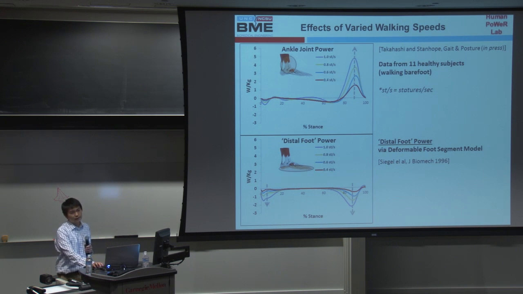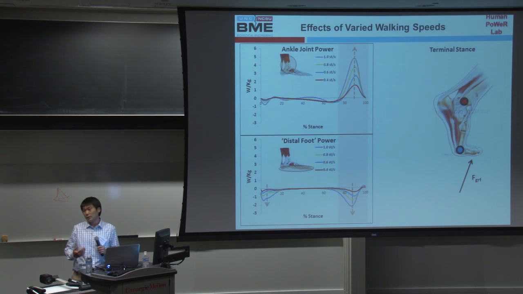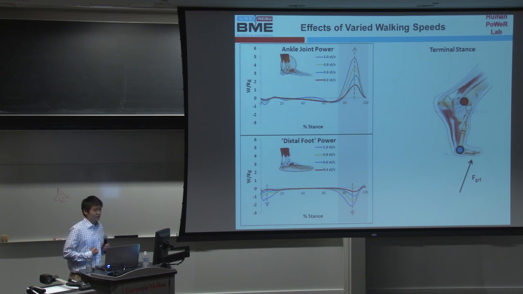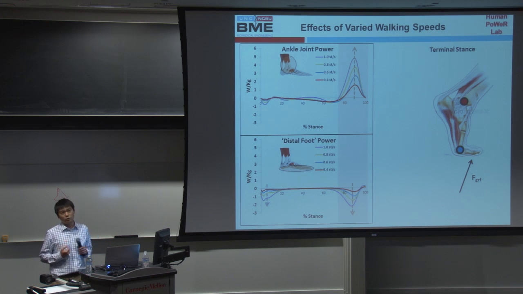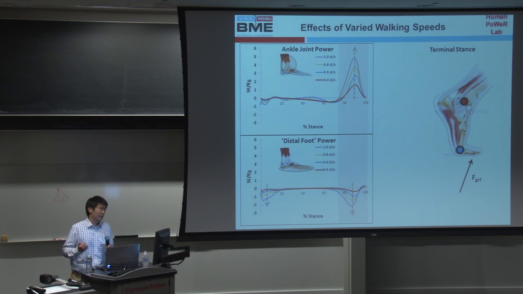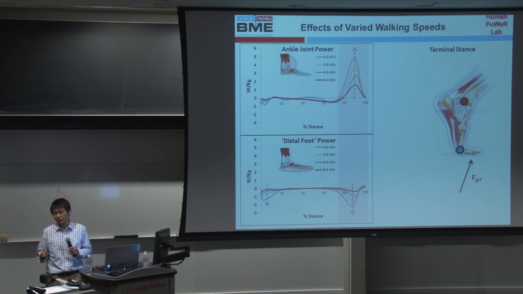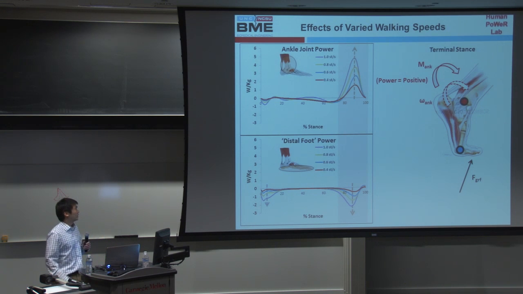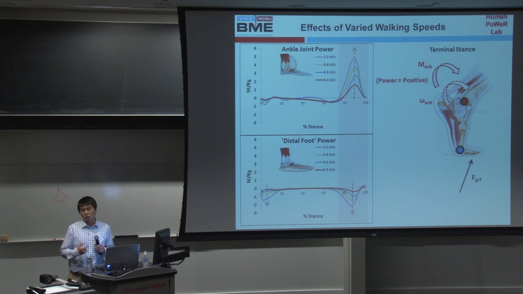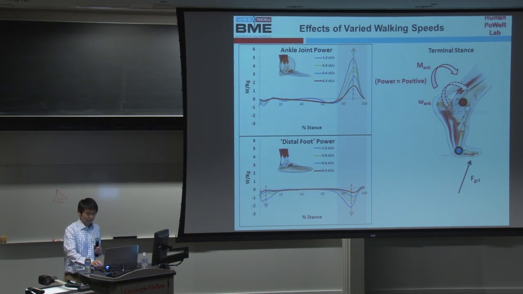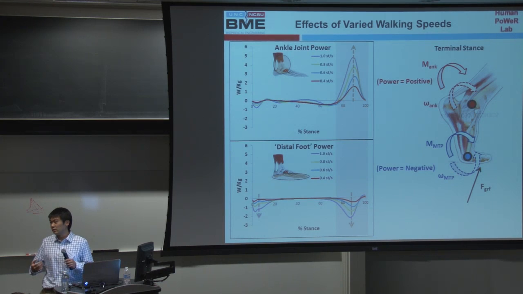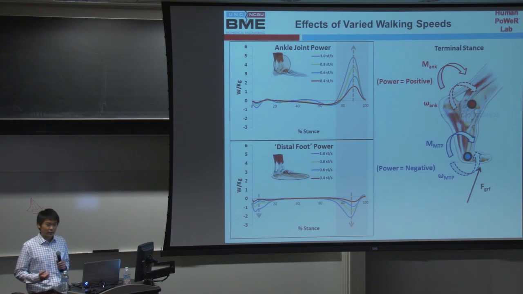And if we just highlight terminal stance, the power profiles are going in completely opposite directions. And from a purely mechanical standpoint, we can attribute this to the two most mobile joints in our body, the ankle joint and the metatarsophalangeal joint, or the MTP, or the toe joint, more commonly called. So at the ankle, the angular velocity and the moment are going in the same direction, therefore we get positive power. But at the MTP joint, the moment and the angular velocity are going in opposite directions, and therefore we get negative power.